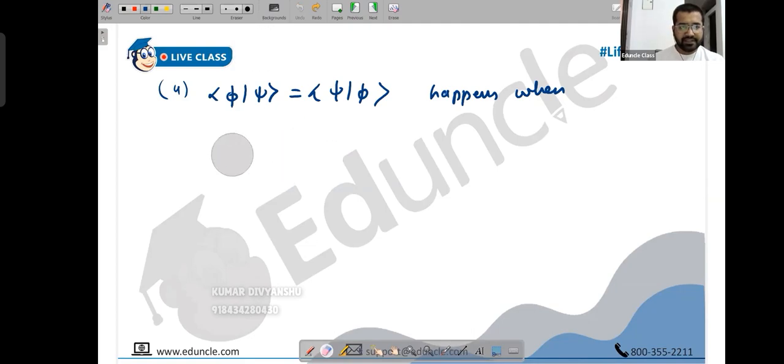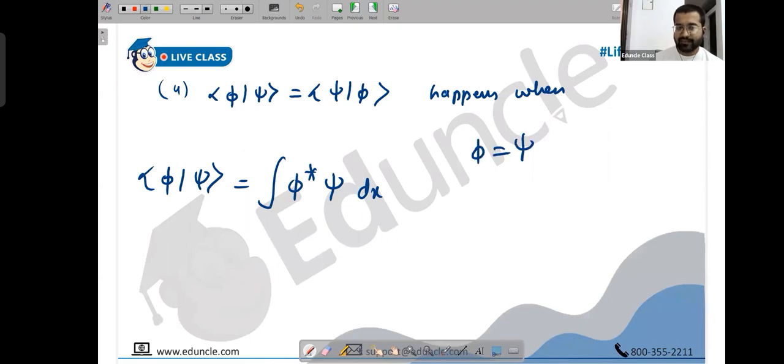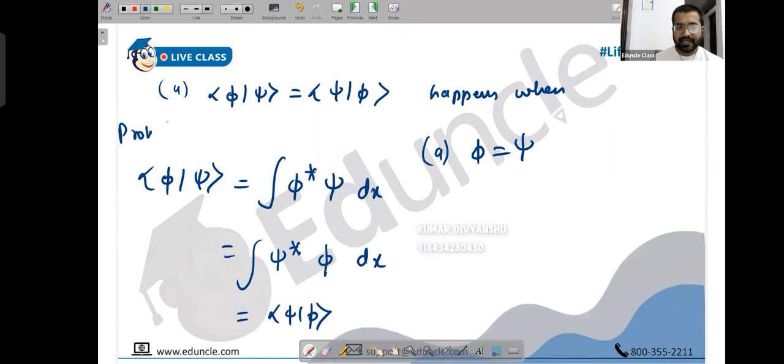If you're not understanding this, maybe what we can do is expand this. What is phi psi? It is the integration of phi star psi dx. So I just said if phi and psi are the same, I can write phi star as psi star, and I can write psi as phi because they are the same. But what is psi star phi? Psi phi or bracket. So this is case one, a proof of it. There are multiple cases. So I just use phi star and psi is phi.